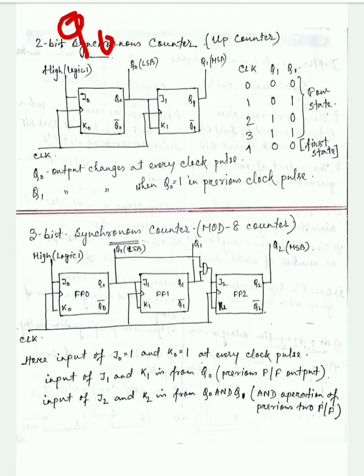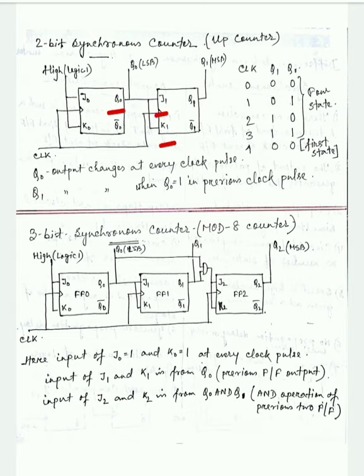So as the first flip-flop is clocked every time, Q0 will change for each clock pulse, because for each clock pulse J0 and K0 are 1. So as J0 and K0 are 1, Q0 and Q0 bar also toggle, meaning they change their value.